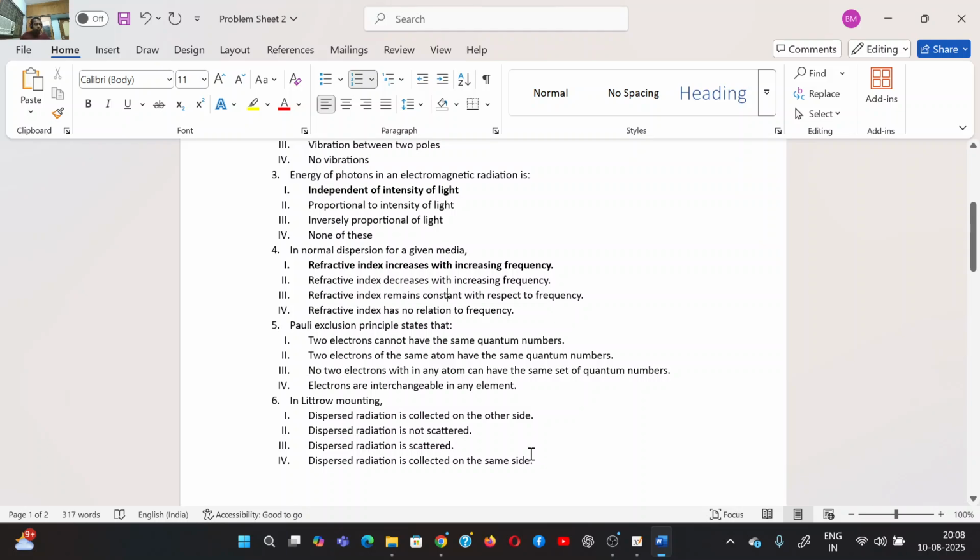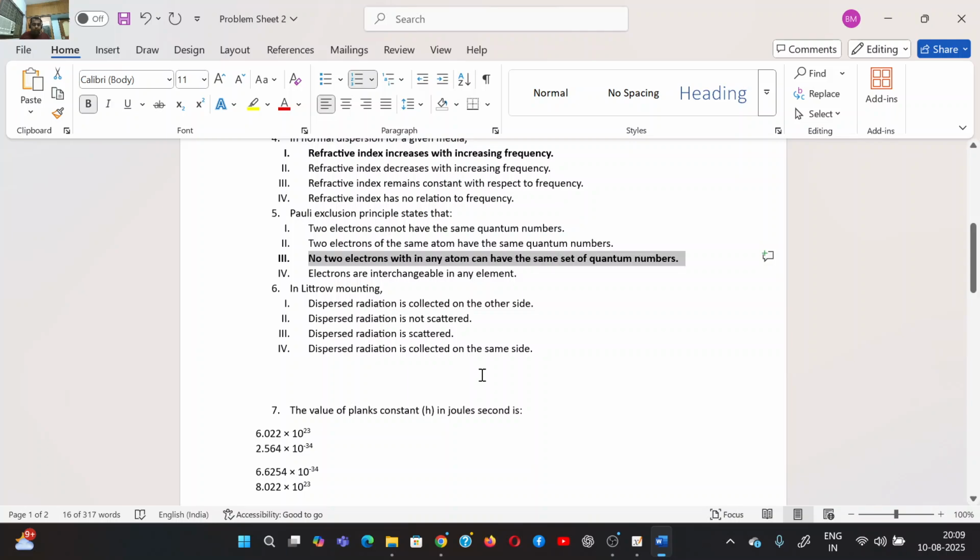What is the next question? Next question is, Pauli's exclusion principle states what? Yeah, no two electrons can have the same set of quantum numbers. Option 3. You refer to the first class notes, okay?